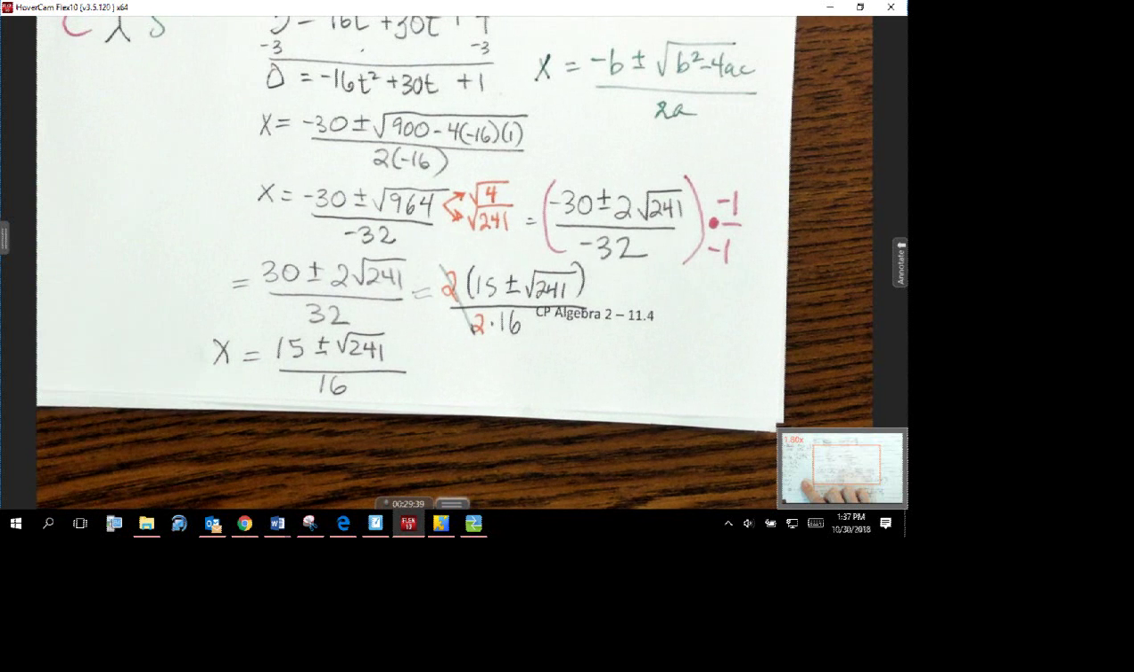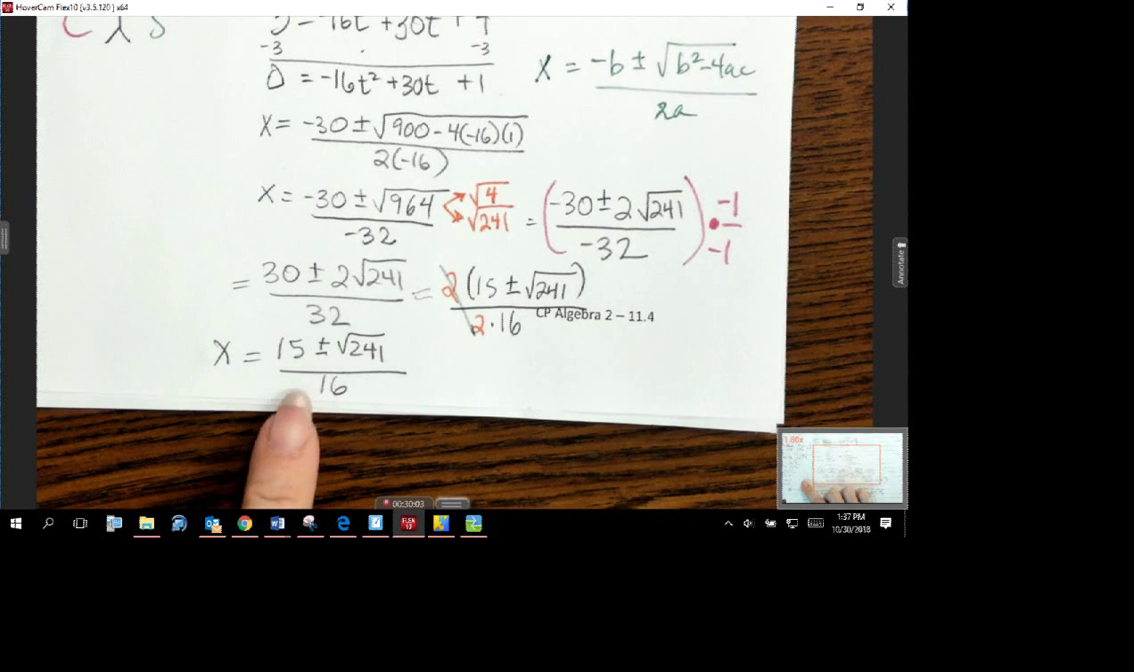What was I finding again? The time that the ball is in the air. If I asked you what time the ball was in the air, would you honestly give me an answer like, oh, that was 15 plus or minus square root of 241 divided by 16 seconds? Would you ever give me an answer like that in real life? Real life, not in math class, real life. No. I don't want an answer that looks like this. Haha, made you do all this work for a reason.